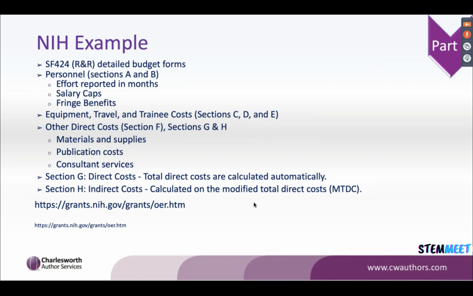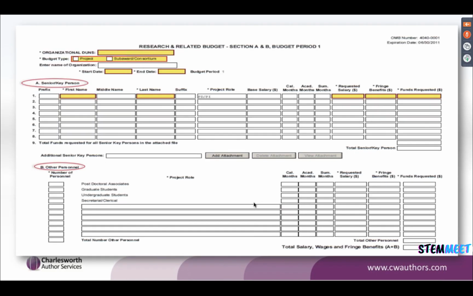And then you'll see in the NIH example, if you have personnel, they want to know how much effort is being put into this grant in months. So maybe as the principal investigator, I'm going to say 3 of 12 months effort will be dedicated for this. They'll want to know all the costs of equipment, travel, trainee, other direct costs, indirect costs. So if you go to this link that's here, you can see exactly what this is. And we do have an article through Charlesworth that really in more detail outlines how to approach the preparation of your budget for a grant application. And this is what that form looks like for the NIH, just one part of it.